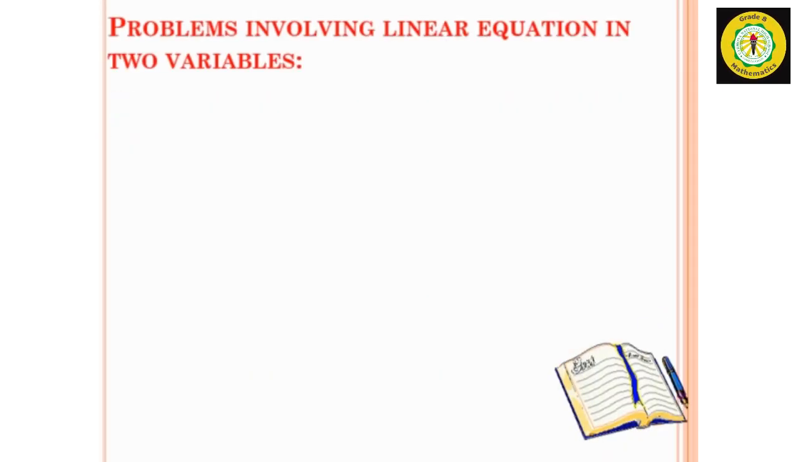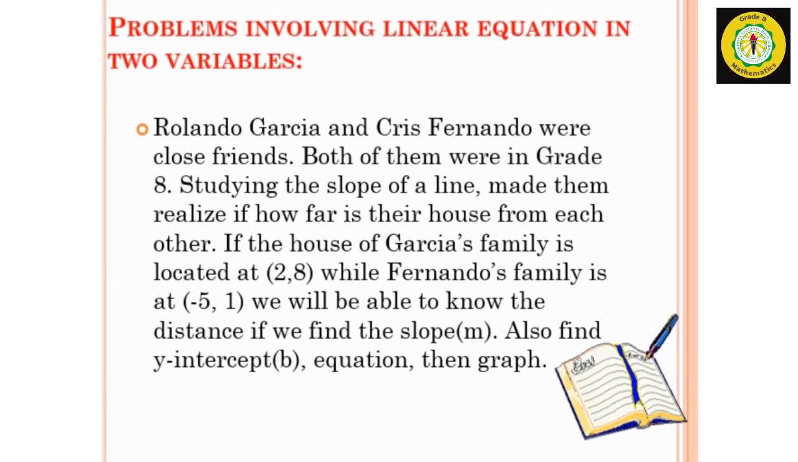Now let's proceed to problems involving linear equations in two variables. Rolando Garcia and Chris Fernando were close friends. Both of them were in grade 8. Studying the slope of a line made them realize how far their houses are from each other. If the house of Garcia's family is located at point 2 and 8, while Fernando's family is at point -5 and 1, we will be able to know the distance if we find the slope. Also find the y-intercept and equation, then graph.